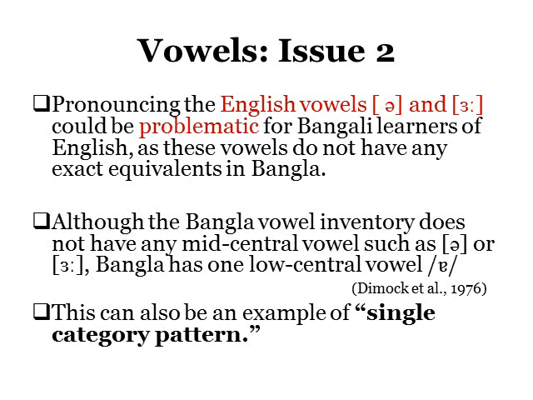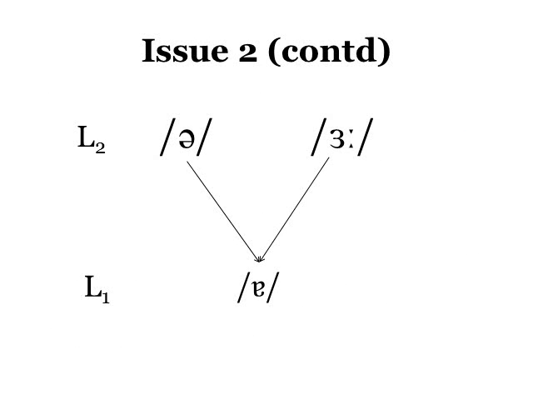And this could also be an example of single category pattern. In this case, two contrasting L2 phonemes schwa and a are being mapped onto one L1 phoneme a. And as we discussed earlier, these sorts of difficulties might be very difficult to overcome because in this case, two contrastive L2 phonemes are perceived as a single L1 phoneme.